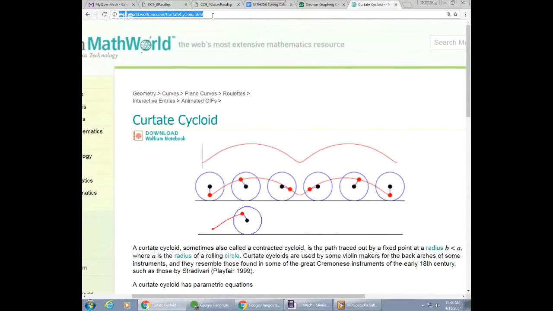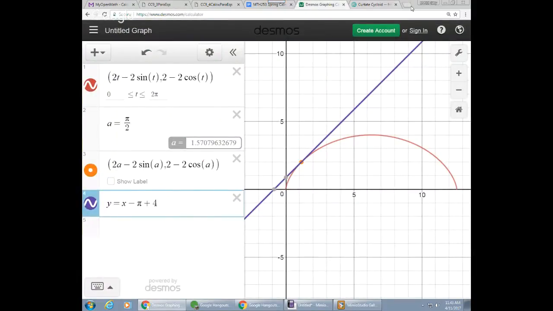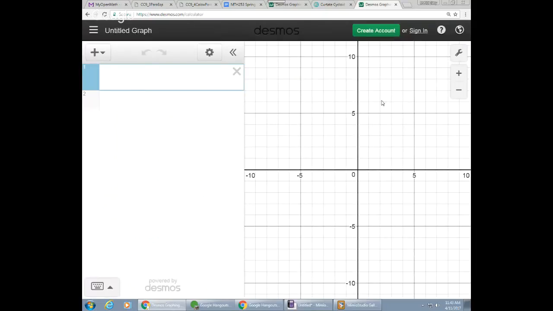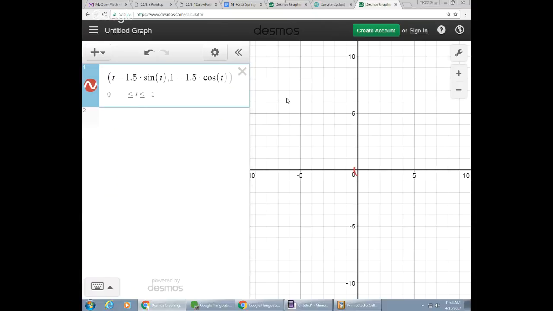I was wondering how the graph would look if you had both a point outside and inside. Oh yeah, we could do that in Desmos at the same time. Okay, so what if we had a point outside and inside at the same time? In Desmos, that would be something like the point (t minus 1.5 times the sine of t, 1 minus 1.5 times the cosine of t). That would put the point on the outside and give us the prolate cycloid.